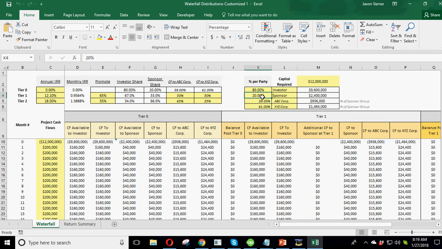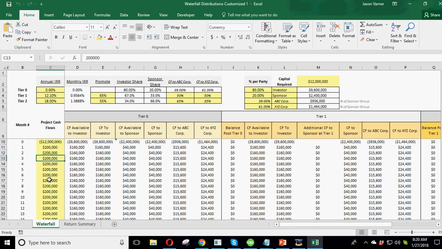So you just put in the percentages here of the equity that they contribute, and then you enter the IRR hurdles here, the promote here, and the splits on the side here. Then you manually put in the cash flows, so month zero is the initial cash outlay. You could have months where you have multiple cash negatives, and that would just flow into each group pari passu according to how much they've actually contributed.